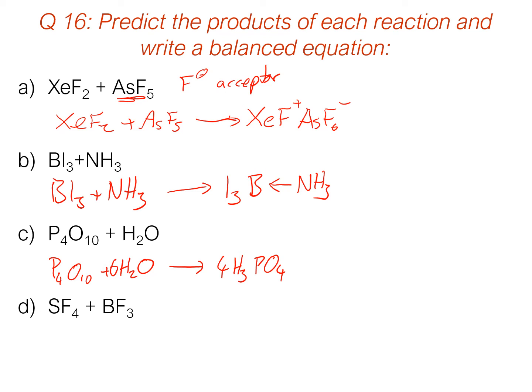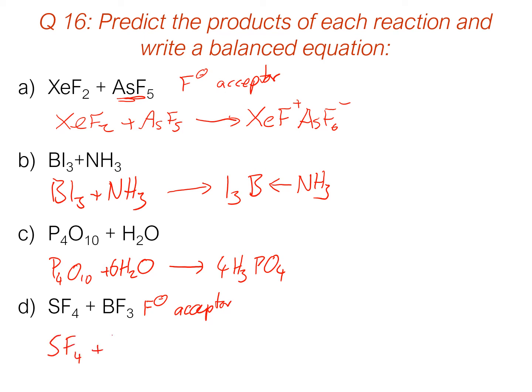Now the final one is SF4 plus BF3. Now this is a slight trick. The first time you see it, exactly what I was saying in part B, if you see BF3, it's usually acting as a Lewis acid because it's got that empty p orbital. This time when it's with SF4, it's actually acting as a fluoride anion acceptor, much like the arsenic pentafluoride. So this is a very similar reaction to the one we saw at the top.